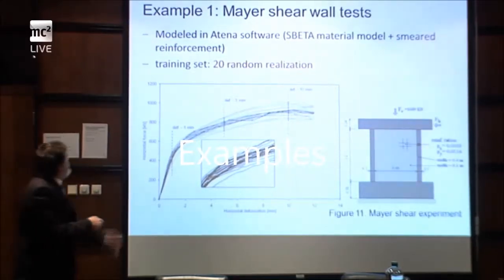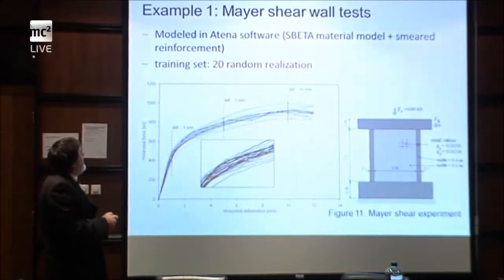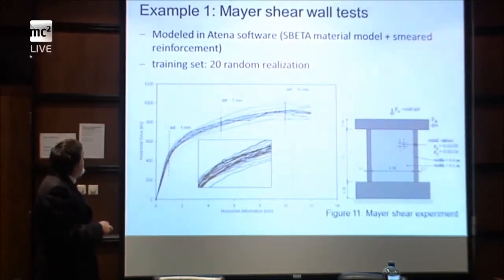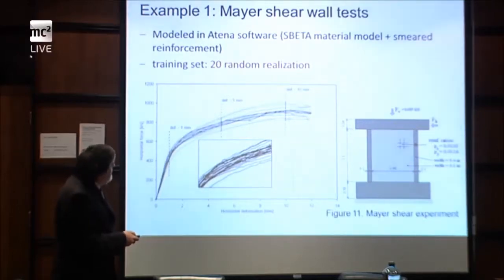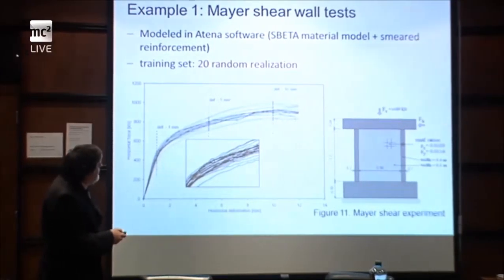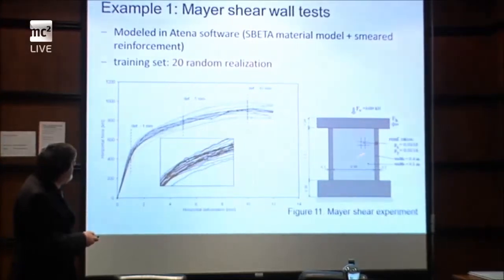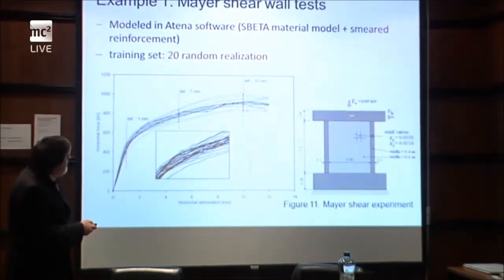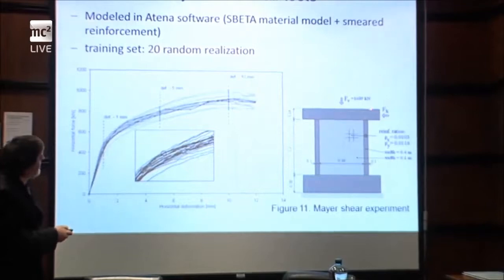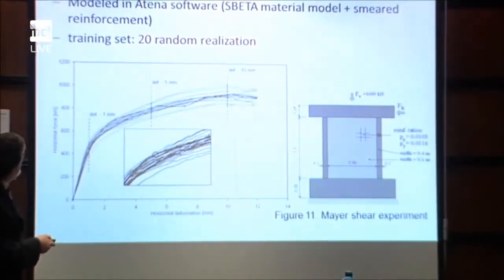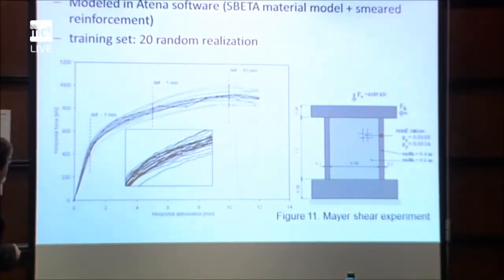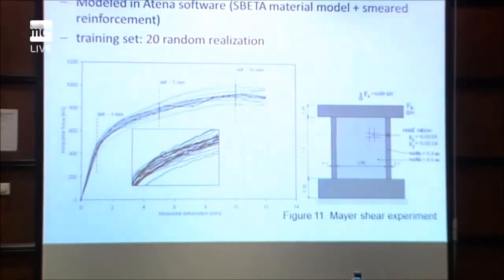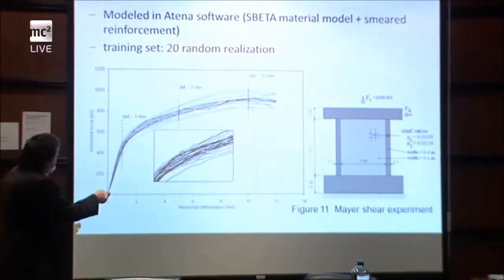First example is the Meyer shear wall test. This is quite a nice test of a shear wall. There was a horizontal force and a vertical force, and the wall failed in an experimental laboratory a long time ago in Germany, by diagonal shear and by crushing of the concrete in this part. And in this case, this is the experimental curve here.